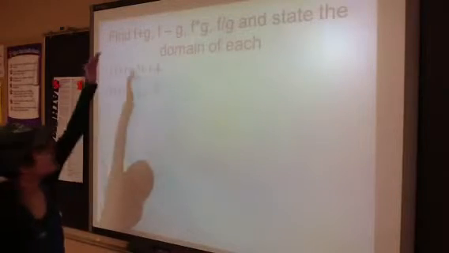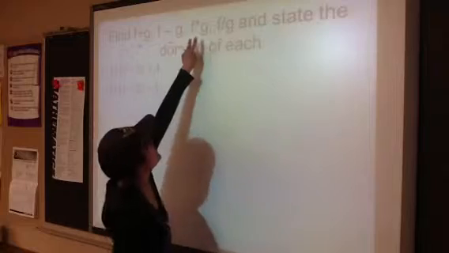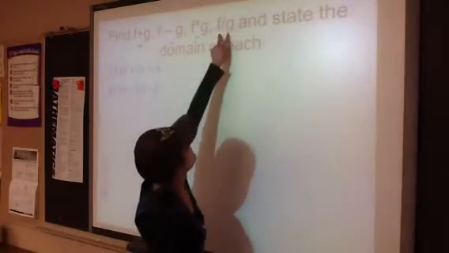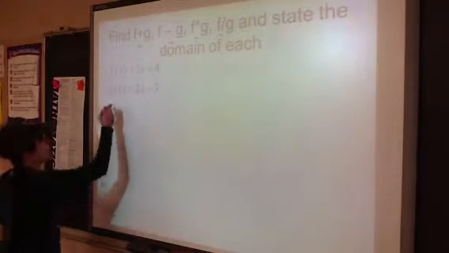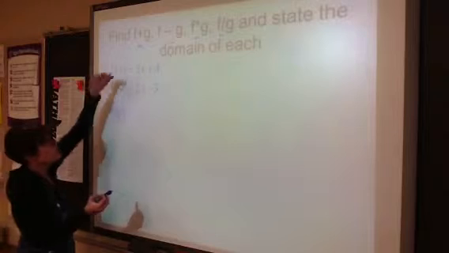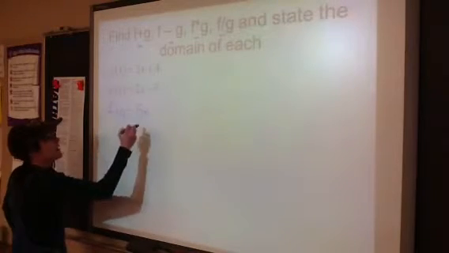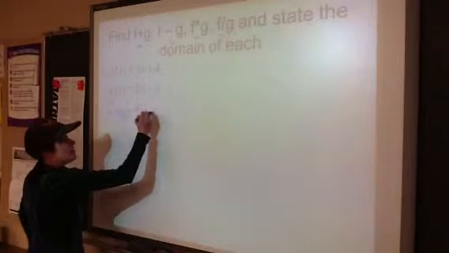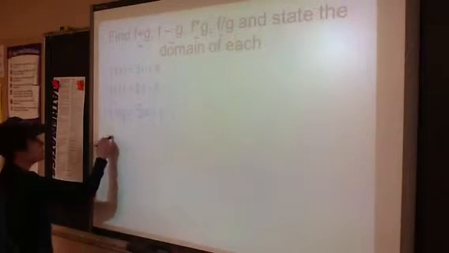Alright, so now this one wants us to add f and g, subtract f and g, multiply them, and divide them. If we add these two equations together, we add like terms. That's all you have to do. So 3x plus 2x is 5x. 4 plus negative 3 is 1. And you're done.